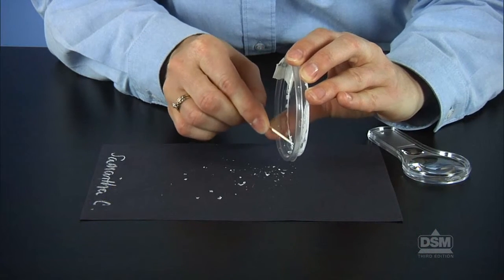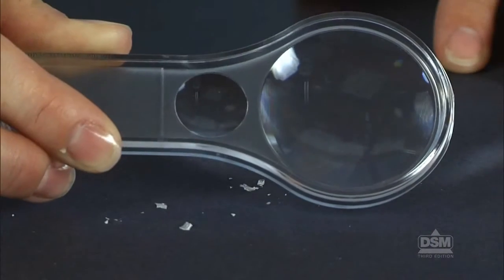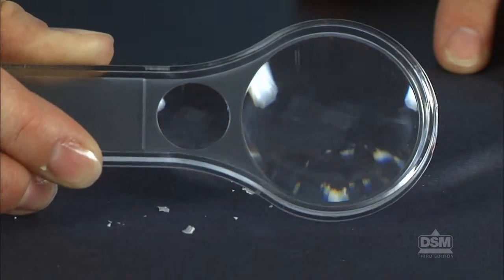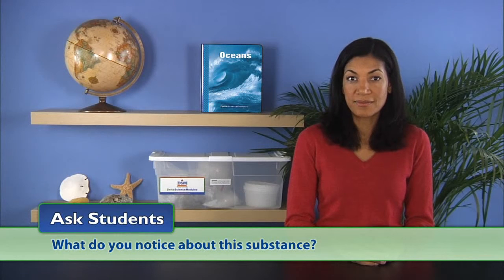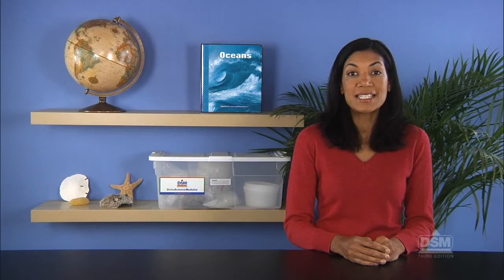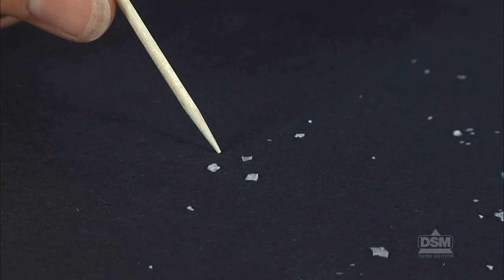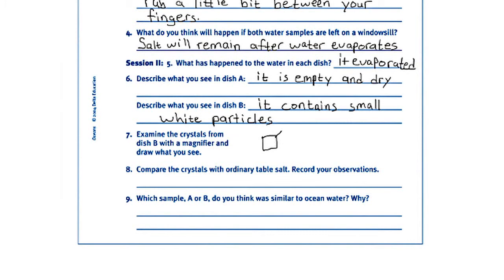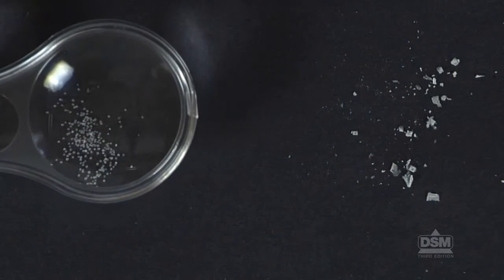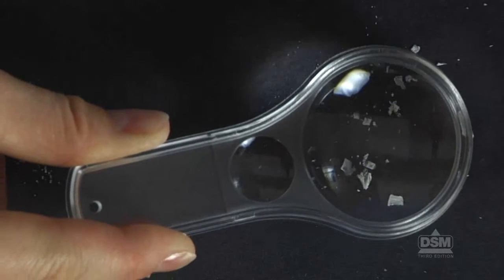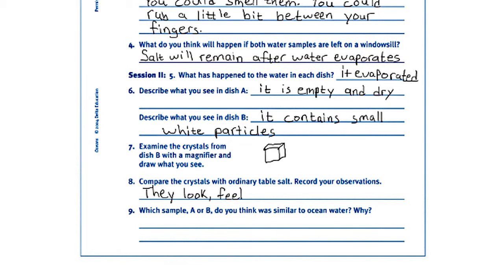Using the toothpick, have students scrape a bit of the substance onto the black paper and examine it with their magnifiers. Then ask, what do you notice about this substance? Students should note that the substance contains cube-shaped crystals. Have students draw a picture of the crystals as they appear under the magnifier. Then place a pinch of table salt on each team's construction paper. Encourage students to compare the table salt with the crystals from dish B and record any similarities or differences they see between the two in question 8.